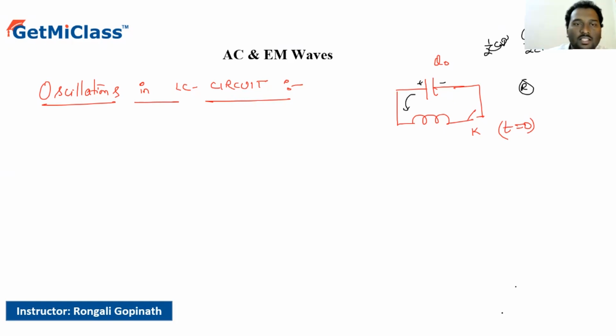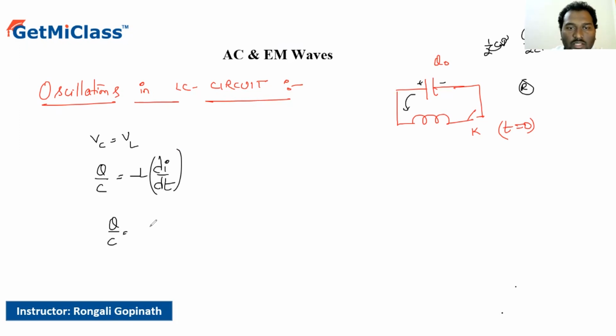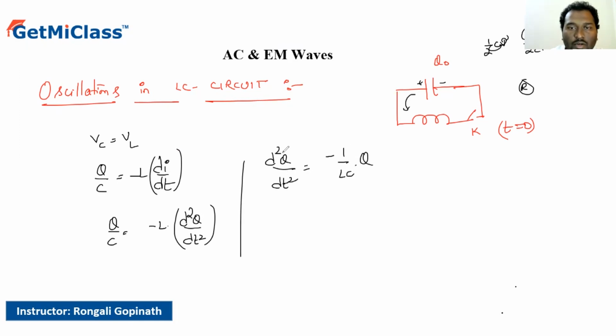I can say that the potential across the capacitor is equal to the potential across the inductor. Potential across the capacitor at any time t is given by Q by C, and the potential across the inductor at any time t is given by L times di by dt, with a negative sign, right? Which can also be written as Q by C equals minus L into di by dt, which can be written as d square Q by dt square equals minus 1 by LC into Q.